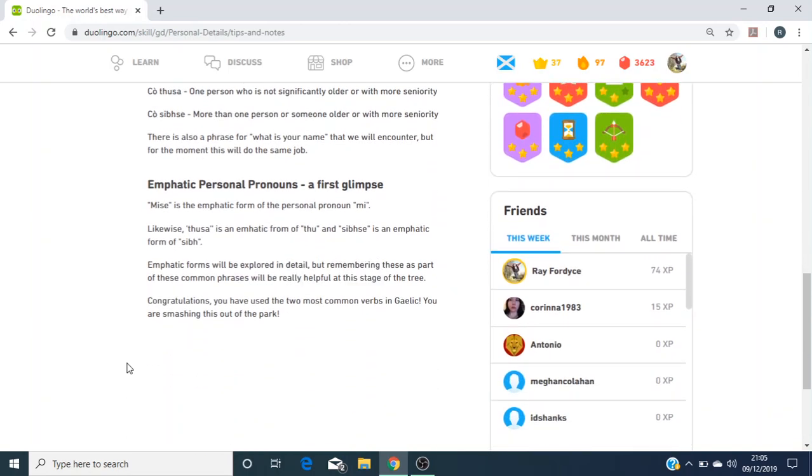So, emphatic personal pronouns first. Misha is the emphatic form of the personal pronoun me. Likewise, Husa is the emphatic form of hu, and Shivsha is the emphatic form of shiv. Emphatic forms will be explored in detail, but these common phrases will be really helpful at this stage. Congratulations, you have used the two most common verbs in Gaelic. You're smashing this out of the park.